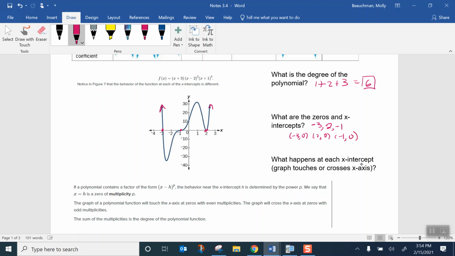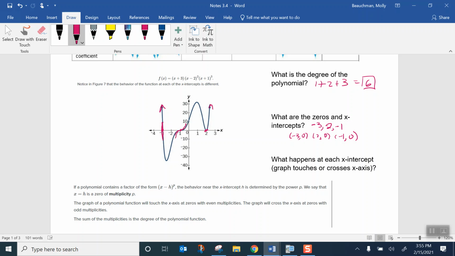So what happens at each x-intercept actually depends on the power, and it's called a multiplicity. So notice at x plus 3 at negative 3, the function goes through the x-axis. It goes right through. That's linear, and it kind of looks linear as it goes through. X minus 2 is squared. At the x-intercept 2, notice your graph looks a little bit like x squared right there. It touches the x-axis and goes back up. At x plus 1 cubed, at negative 1, notice your graph looks kind of like x cubed right there. It goes through the x-axis.